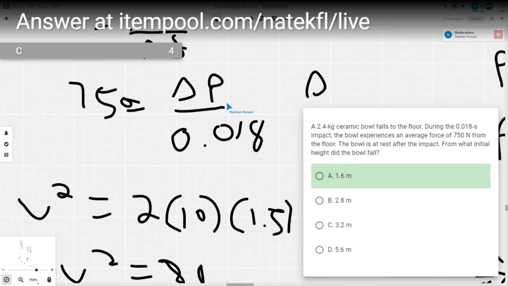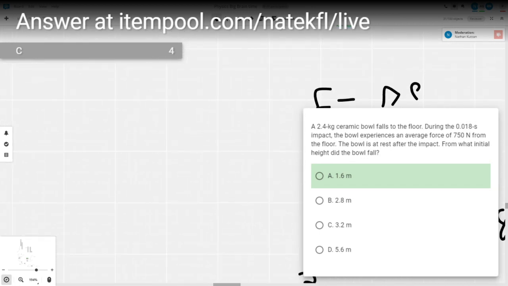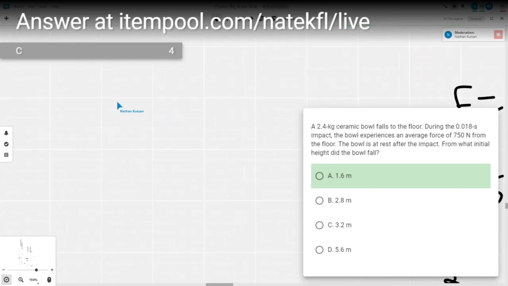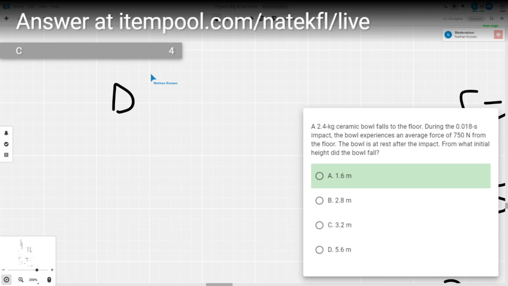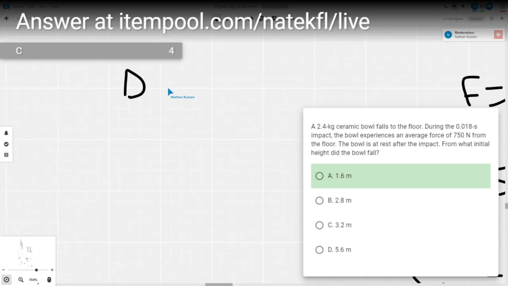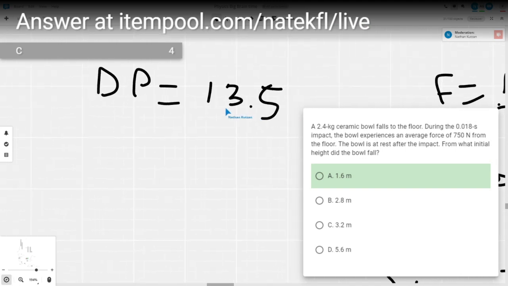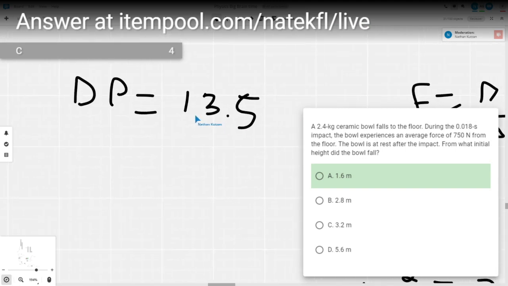Change in momentum is equal to 13.5. And now that we have the momentum, how can we get the velocity that it was before it hit the ground?